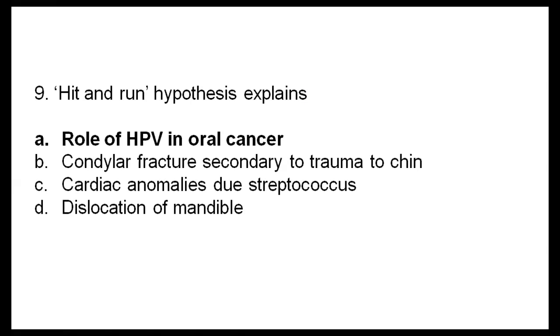But afterwards, if we look for viral particles, we don't find them in the cancer itself. So that is how they proposed that the virus hits the cells and then disappears, because we are not able to detect it. That's the reason they gave the hypothesis the name hit and run hypothesis. Okay, let's go over the other choices.